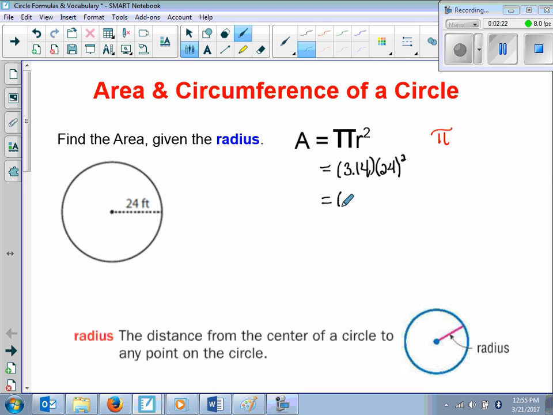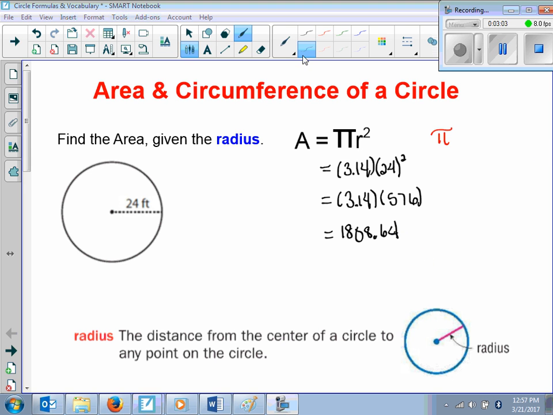So we're going to write 3.14 times 576. And now we're going to simplify that by multiplying 576 times pi. So go ahead and do that. All right, so that gives us 1,808. Let's finish this up. 1,808.64. What are my units going to be?